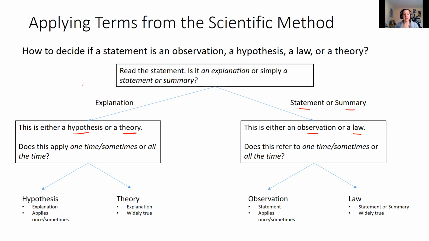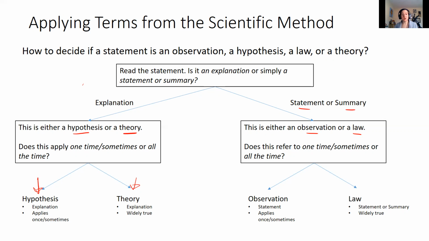So we read the statement and we decide it's an explanation, for example. So we know this is either going to be a hypothesis or a theory. In that case, to decide between these two, we can ask a second question. Does this apply one time or a limited number of times, or does it apply all the time? If it only applies a limited number of times, that's going to be a hypothesis. That's an explanation that applies a limited number of times, just once or maybe a couple times on a limited number of experiments. If this is a statement that applies all the time, then that's going to be a theory. This is also an explanation, but this is something that is widely true and is accepted by the scientific community. So that's the main difference between those two.